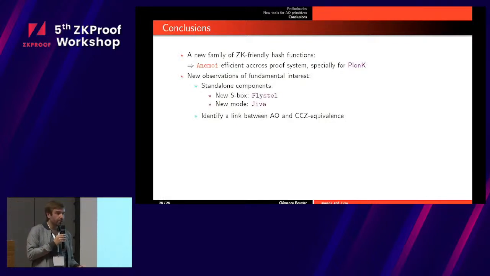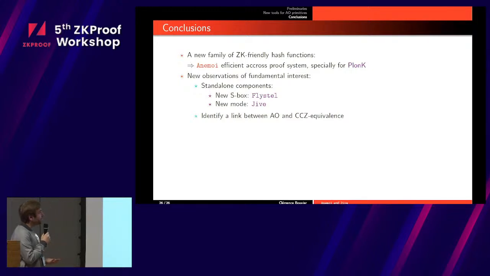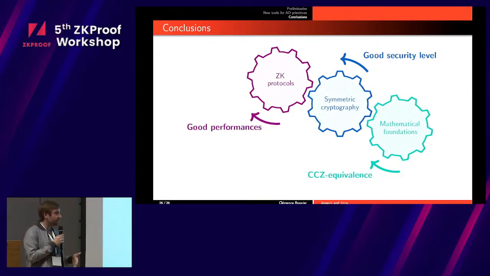So to conclude, we introduced a new family of ZK-friendly hash functions that we call Anemoi, which is efficient across different proof systems, especially for Plonk. But we also made new observations of fundamental interest, for instance the standard components that we call Flystall and Jive that can be used for other constructions. And we also identified a link between arithmetization-oriented design and CCZ equivalence. To summarize, we started from strong mathematical foundations, which is CCZ equivalence, that gave us a good security level, but also good performances.